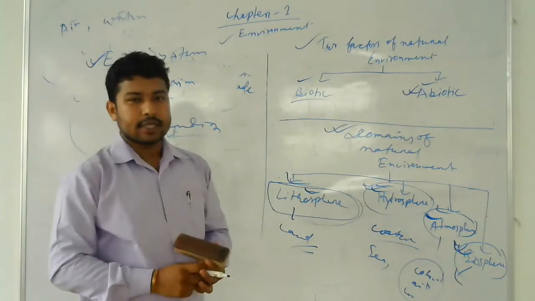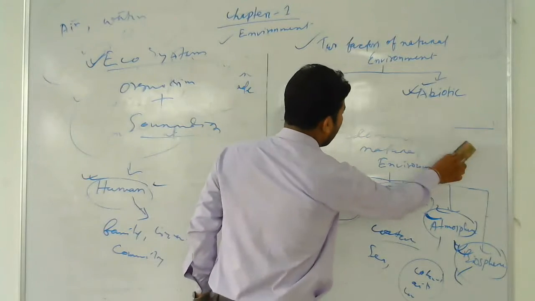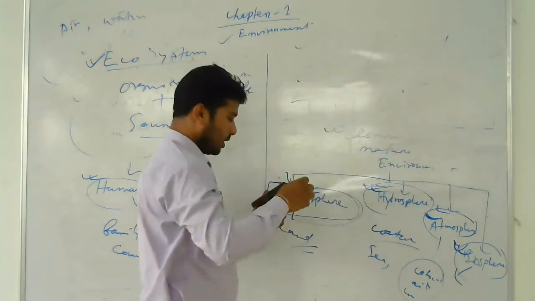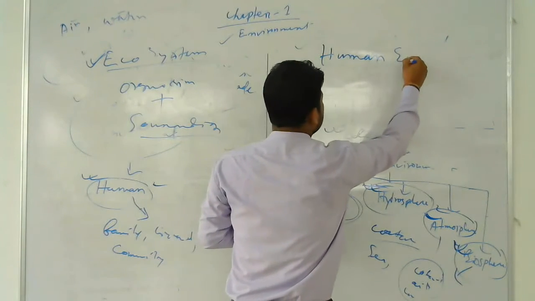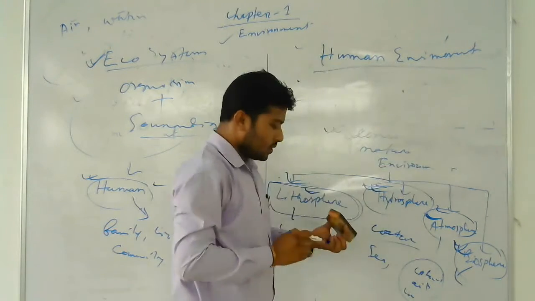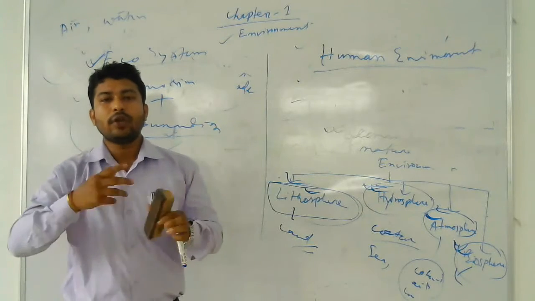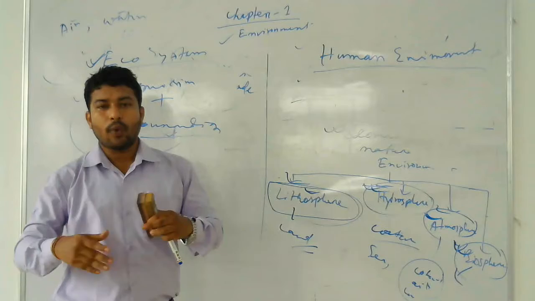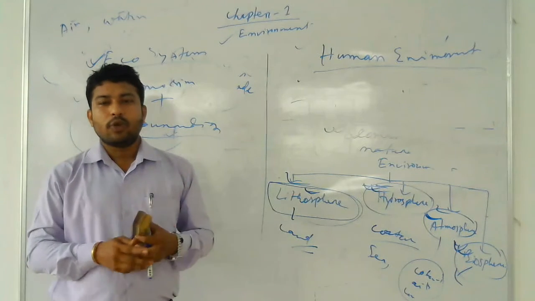After that, again see, in this chapter we have got the human environment. What is human environment? Already we have discussed human environment: the family, friends, community, all are the human. Now see, what is human environment? Human environment means according to our needs, we modify the environment. When we modify the environment, that is known as the modification of the environment.